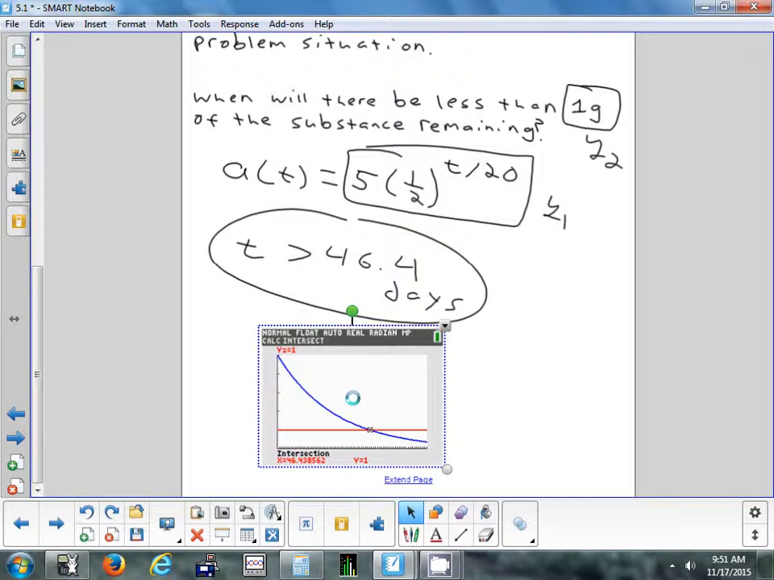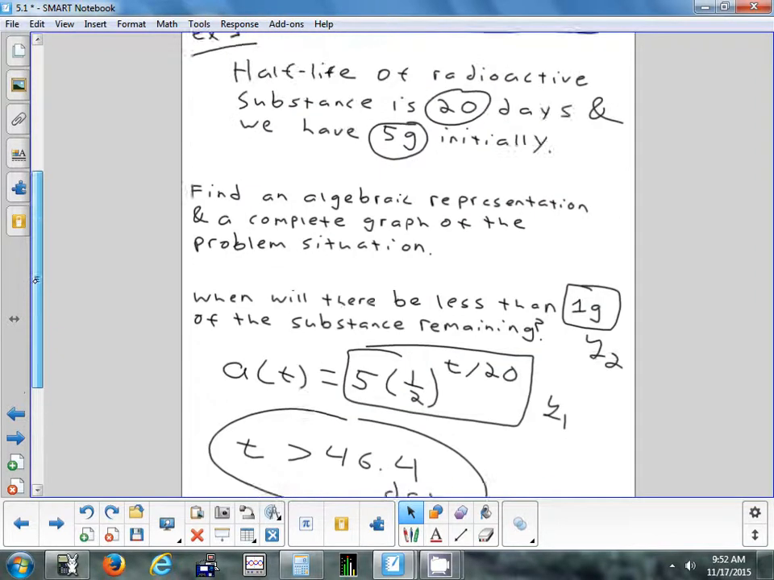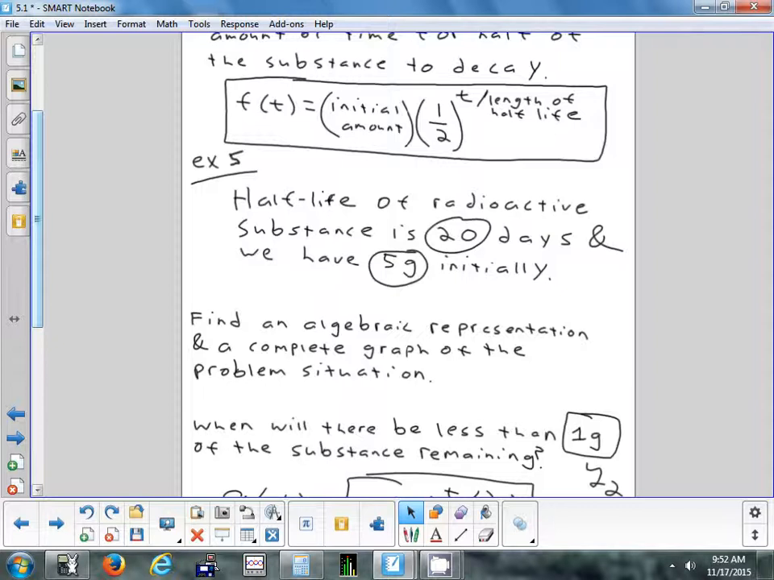Question on that? Yeah? So the 20 I think is the actual half-life, right? Yep. T is the exponent, length of half-life is 20.